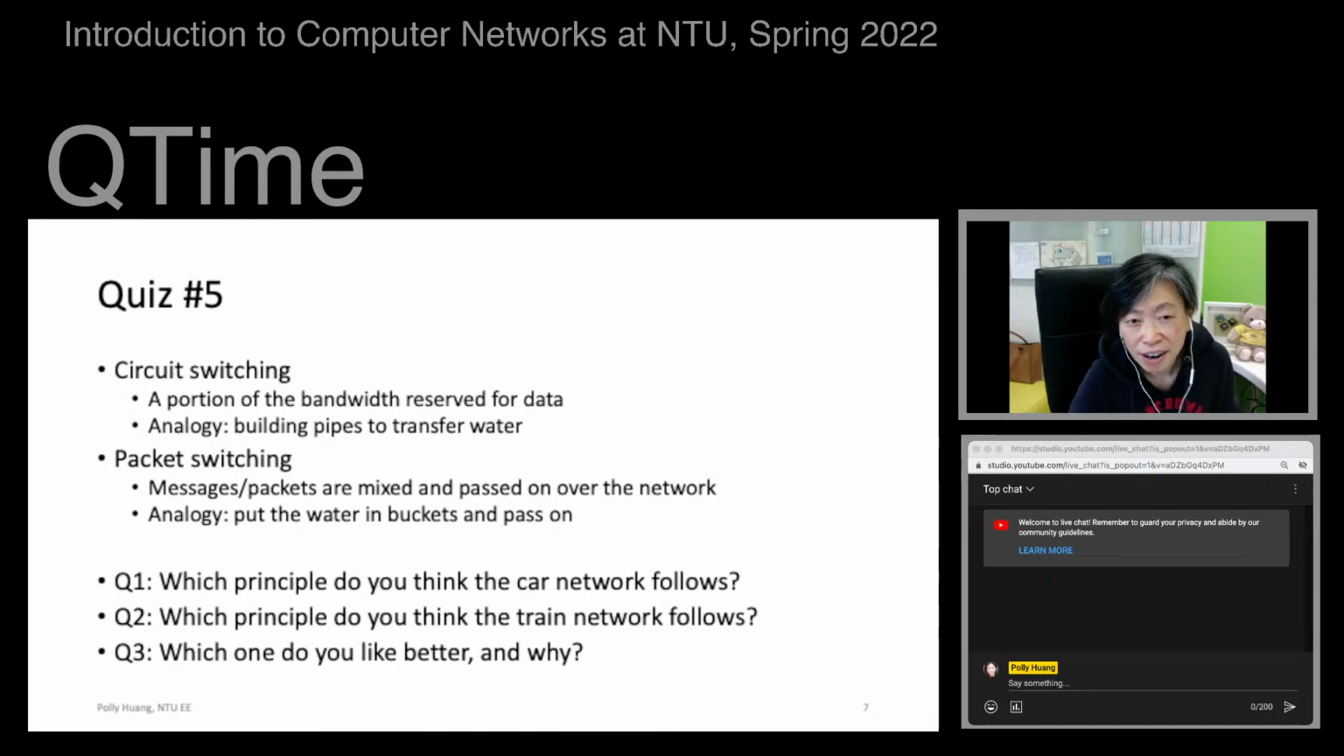What do you think? Car network, is it circuit switching or packet switching? Train network, circuit switching or packet switching? Among the two, which one do you like better?